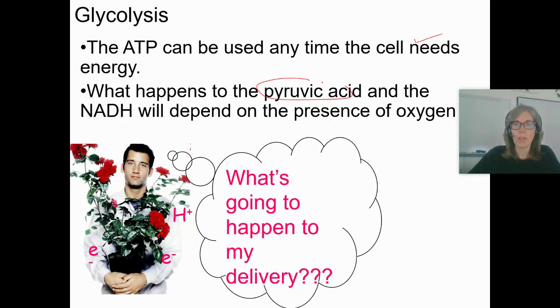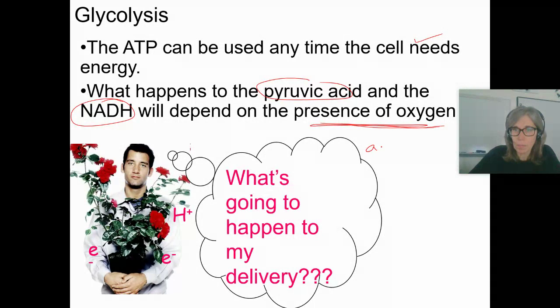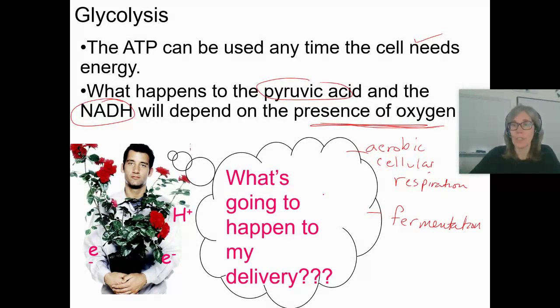But what happens to the pyruvic acid and the NADH? Well, that depends on whether we have oxygen present or not. So some organisms can do a process called aerobic cellular respiration. That's what we do. And they can break down the pyruvic acid and use the NADH. Some organisms can't do that, and they do fermentation instead. We actually can do one form of fermentation and aerobic cellular respiration.